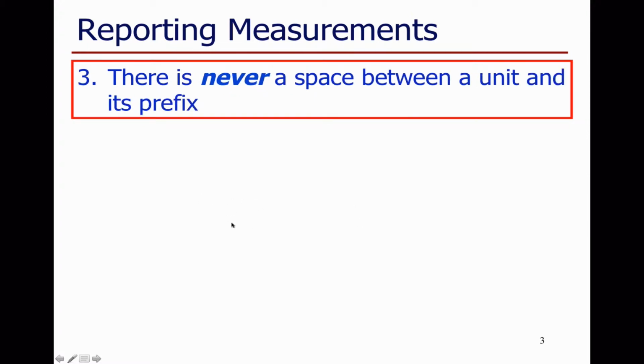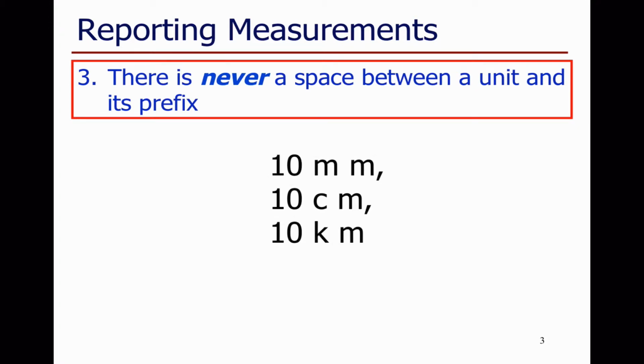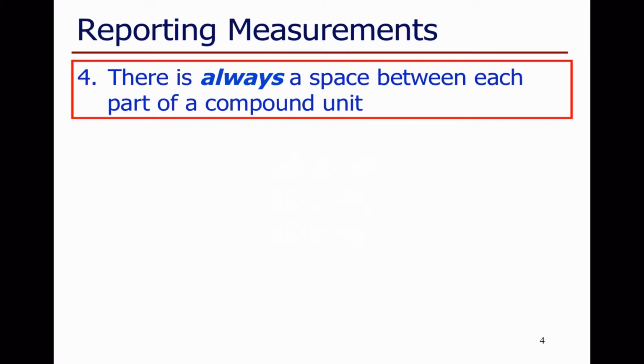But there's never a space between a unit and its prefix. For example, we never write 10m space m if we want to mean 10 millimeters, and we don't write 10 c space m for 10 centimeters, or 10 k space m for 10 kilometers. No space between a unit and its prefix.